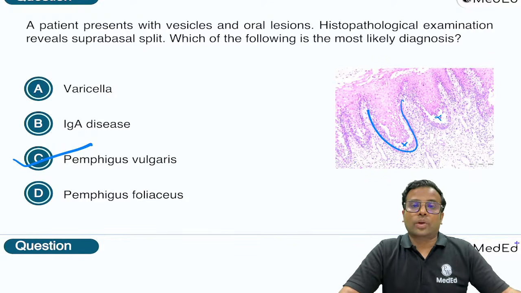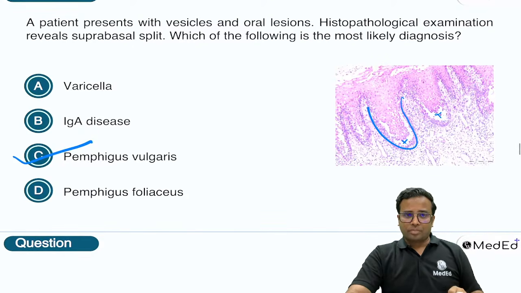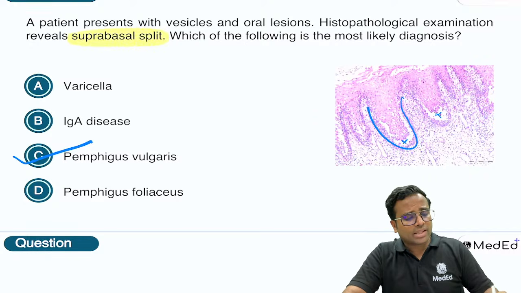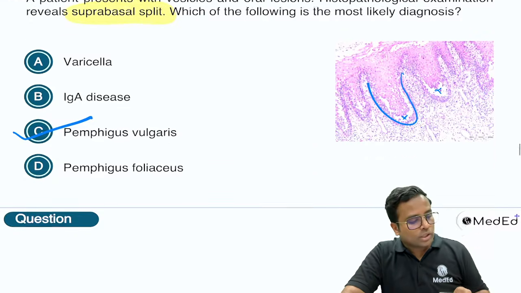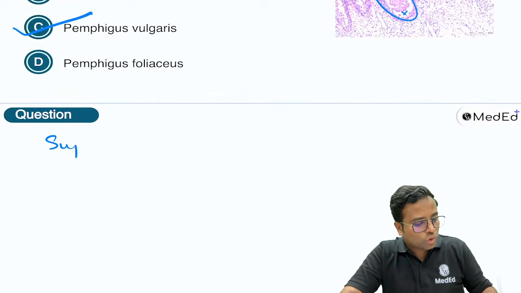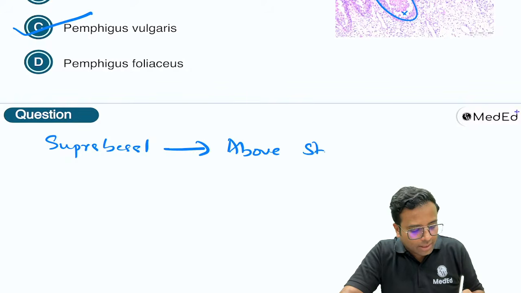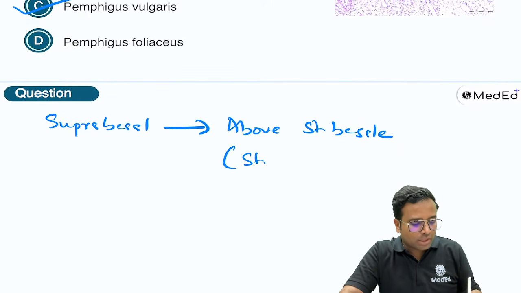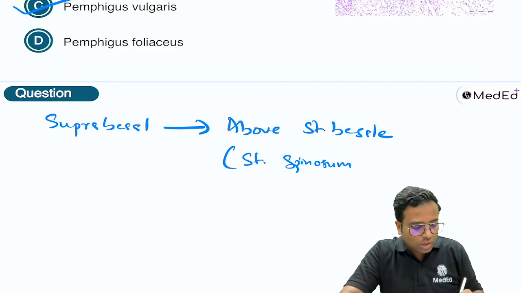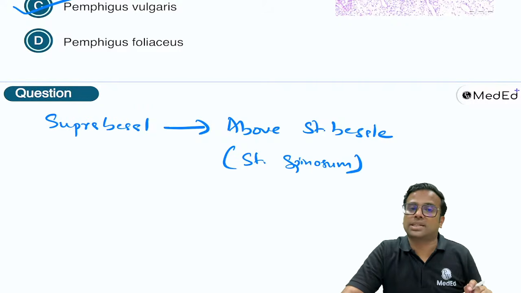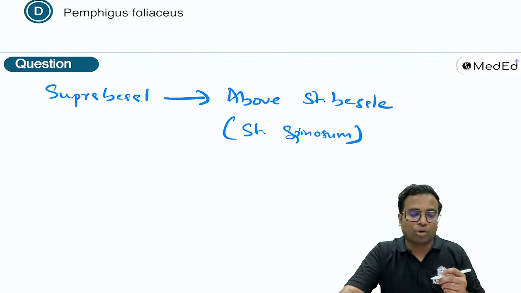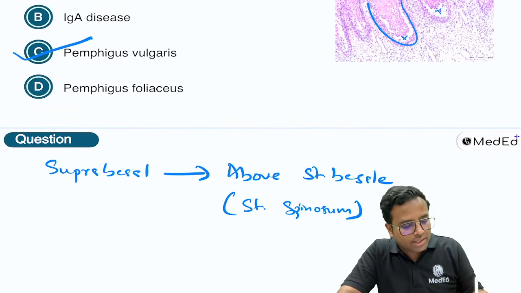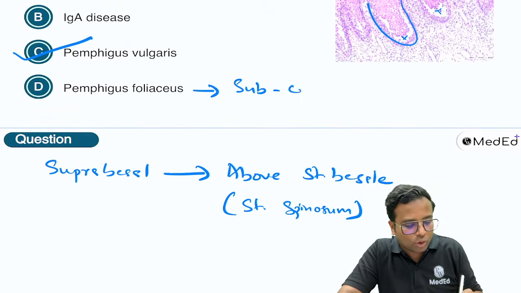In this question, the patient is having a suprabasal split. What do we mean by suprabasal? It means above the stratum basale. What layer is coming above the stratum basale? It is going to be the stratum spinosum. So in which disease do you have a split in the stratum spinosum? That is pemphigus vulgaris. So your doubt was about pemphigus foliaceus. In pemphigus foliaceus, the split will be a subcorneal split.